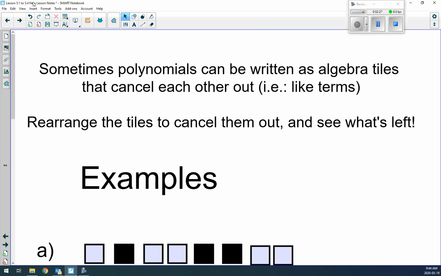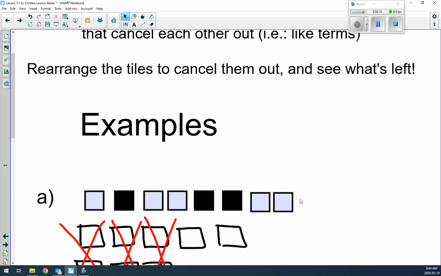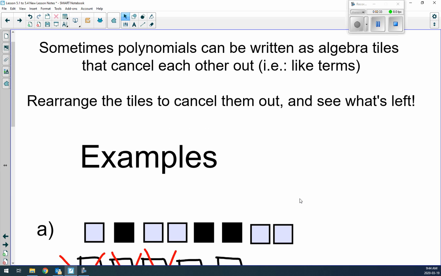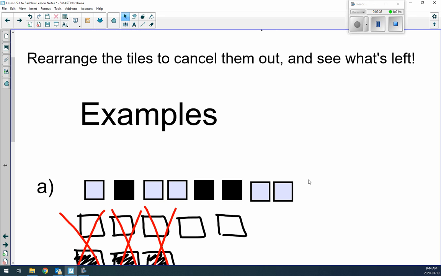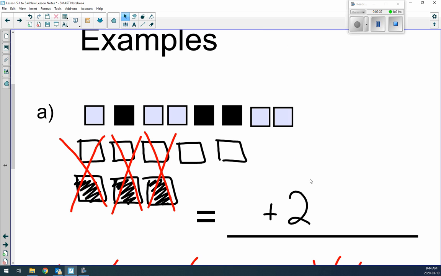All right, let's look at the last piece here. Polynomials, again, can be written out as algebra tiles, and you can rearrange them. So this is kind of cool. If you look at this first one here, you see all these light squares. You can order them one after another. There's 5 of them there, so that's +5. And we can order the negative ones underneath.